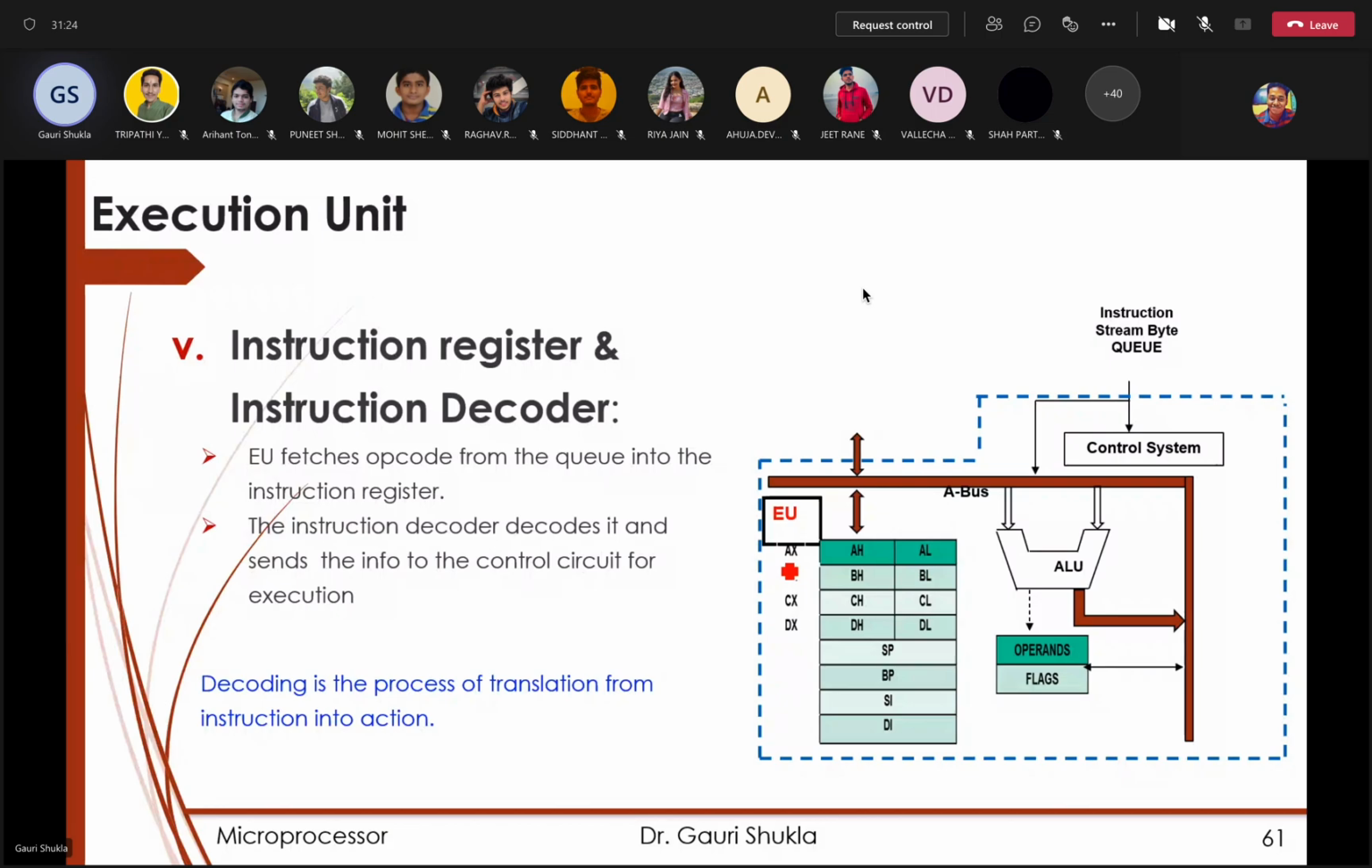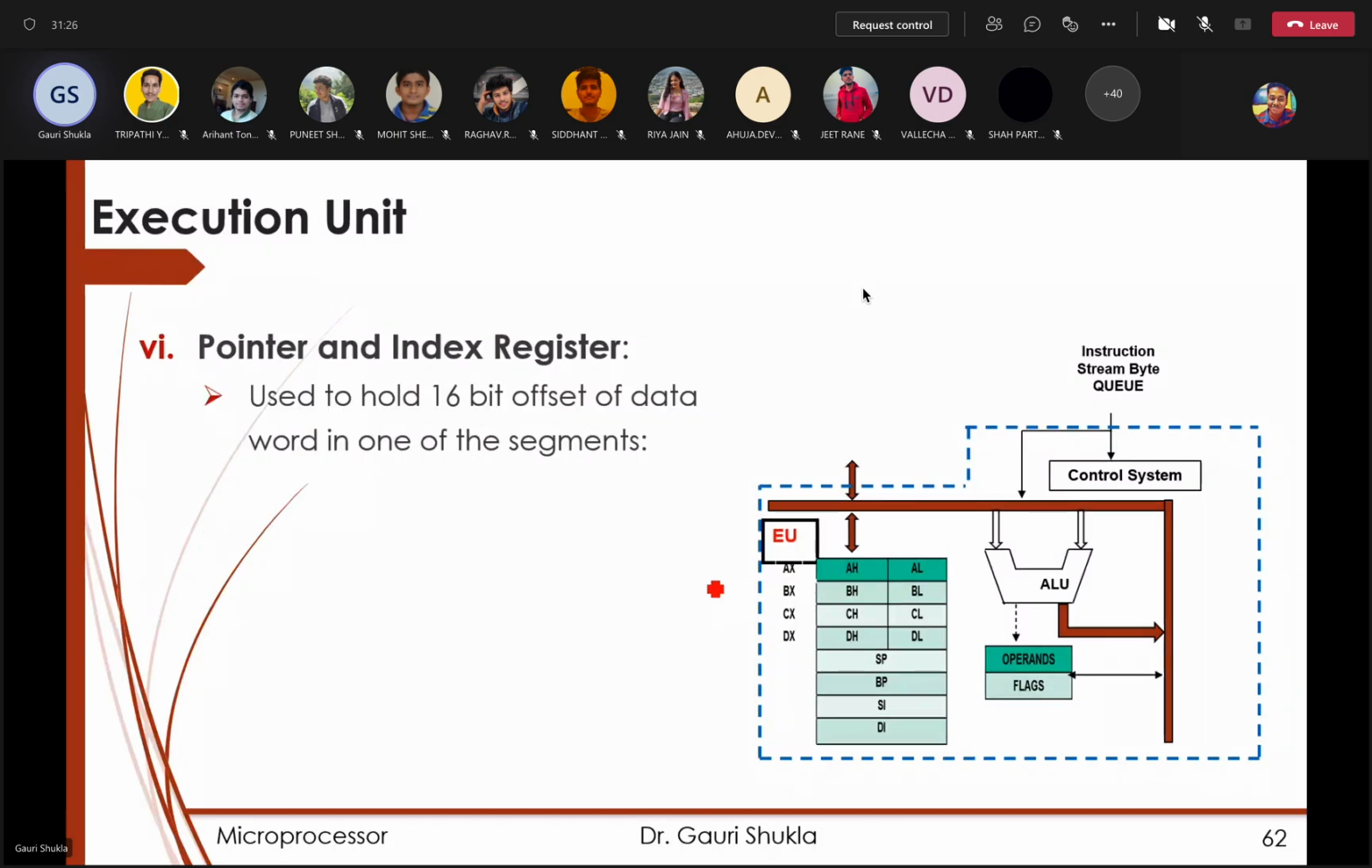So here come our pointer and index registers. They are used to hold the 16-bit offset of a data word in one of the segments.